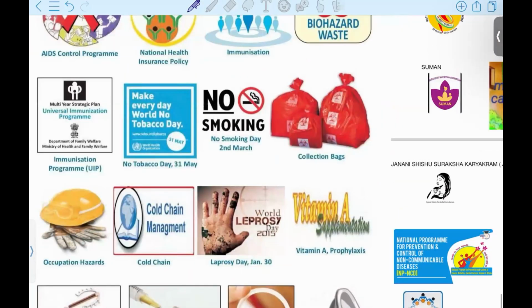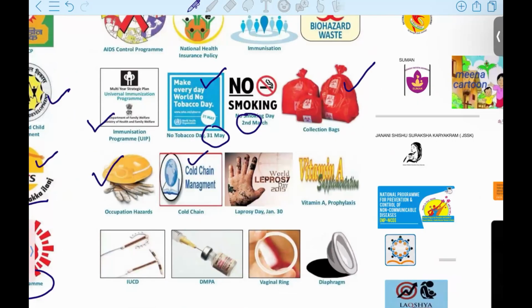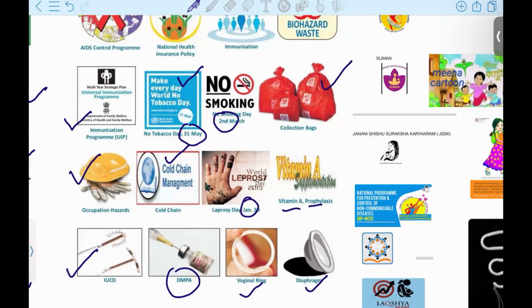Next, here you can see other logos. This is for AIDS control, National Health Insurance Policy, immunization under the one umbrella, biohazard waste, red collection bags. And here you can see this is the Universal Immunization Program logo. Anti-tobacco day will be on the 31st May. No smoking day on the 2nd March. And occupational hazards, cold chain management, IUCD, and DMPA drug, vaginal ring, diaphragm. And vitamin A prophylaxis, leprosy day on January 30th. And next one, here you can see.